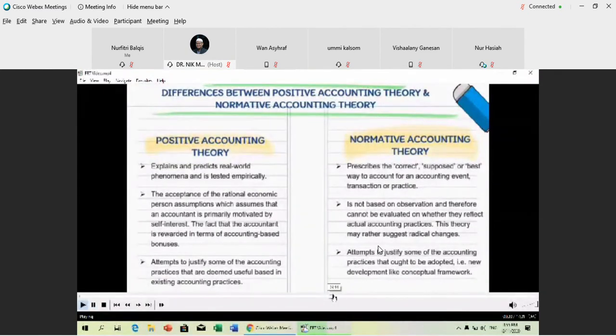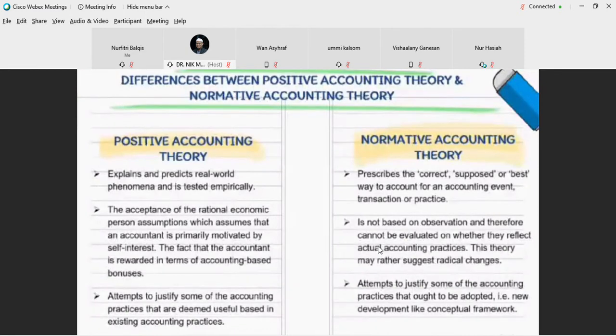Second, for positive accounting theory is the acceptance of rational economic person assumption, which assumes that an accountant is primarily motivated by self-interest, in that the accountant is rewarded in terms of accounting-based bonus, while normative accounting theory is not based on observation and therefore cannot be evaluated on whether they reflect actual accounting practices. This theory may rather suggest radical changes.